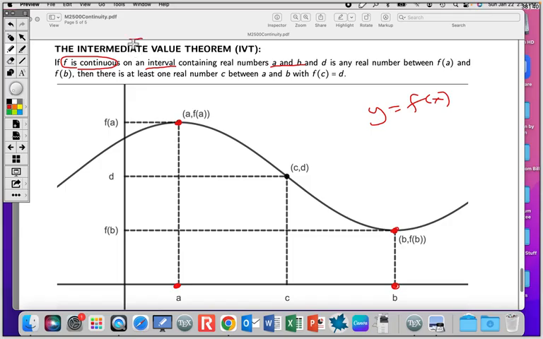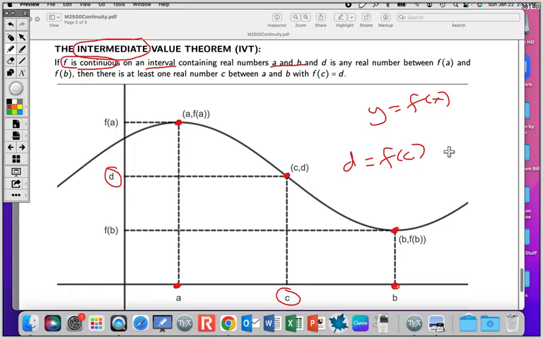So here's where the word intermediate comes into play. When you see the word intermediate, it means something in the middle. So d is any value you want between f of a and f of b. So think of d as the intermediate y value, or d is the intermediate function value. So let's go right here. Then the intermediate value theorem guarantees that there's some intermediate x value, c, that goes with it. So that d is equal to f at c.